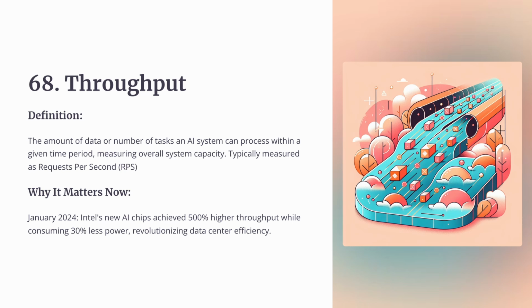Throughput is the amount of data or number of tasks an AI system can process within a given time period, measuring overall system capacity. Imagine the difference between a single lane road and a multi lane highway. Throughput is about how much traffic can flow through. Intel's new chips are like adding 5 times more lanes while using less energy. It's revolutionizing what's possible in AI data centers.